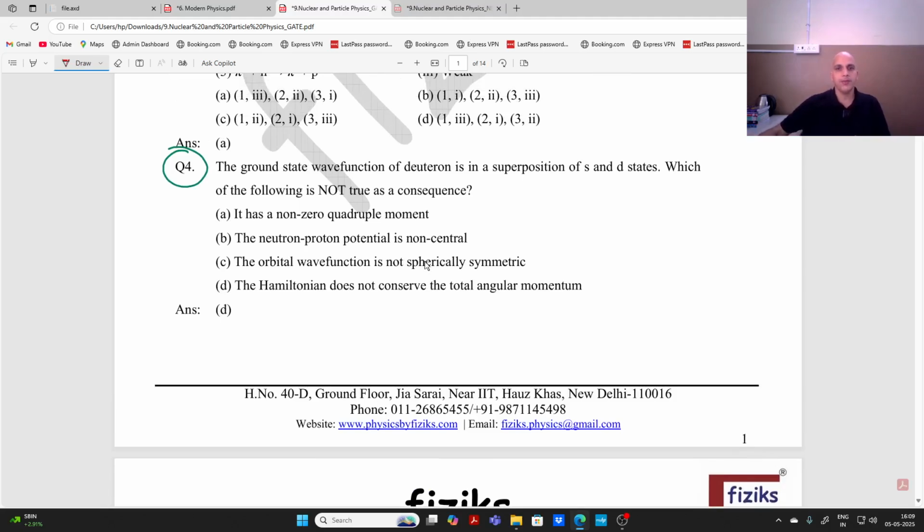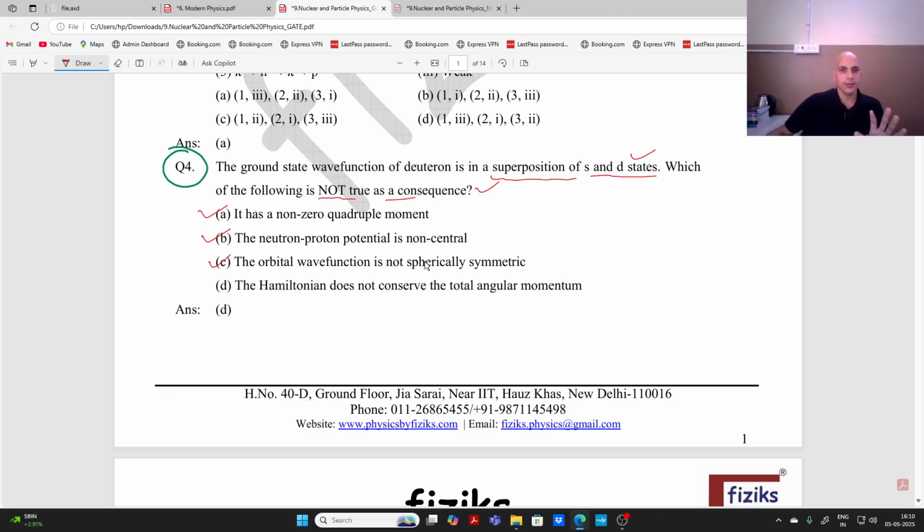The ground state wave function of deuteron is a superposition of S and D states, right? Which of the following is not true as a consequence? I have discussed the properties of deuteron, and we have seen that the ground state is a mixture of S and D states, right? Now the different properties of deuteron are given here. Which of the following is not true as a consequence? It has non-zero quadrupole moment, it is true. The neutron proton potential is non-central, again true. The orbital wave function is not spherically symmetric, it is also true, right?